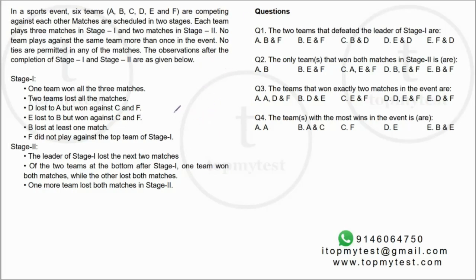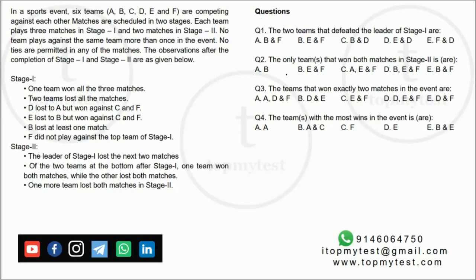Not a lot of data as such, and if you look at the problems, it says the team that defeated... it looks like a definite sort of a question. Once you spend some time, you'll get all the 4 answers straight away. Okay, let's see. In a sports event, 6 teams A to F are competing against each other. Matches are scheduled in 2 stages. So you have 6 teams competing against each other, so there will be 6C2, which is 15 matches overall.